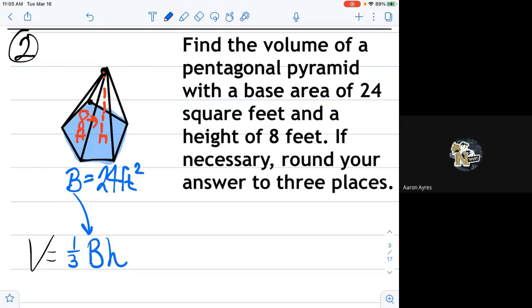Again, you got to show your work. These are worth 2 points on the assessment. 1 point for the work, then you have to show your steps. 1 point for your correct answer, okay? Make sure you show your work.